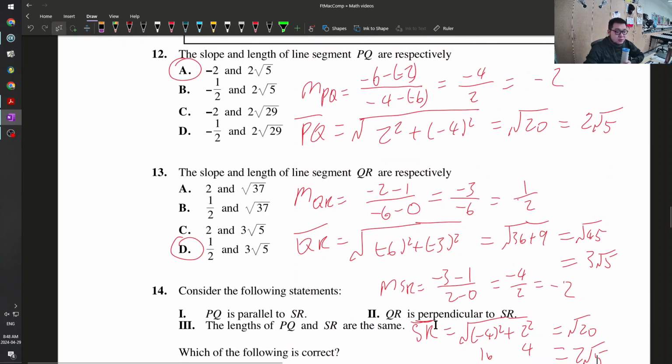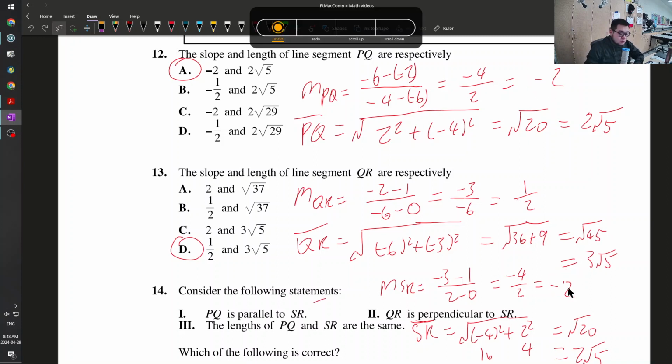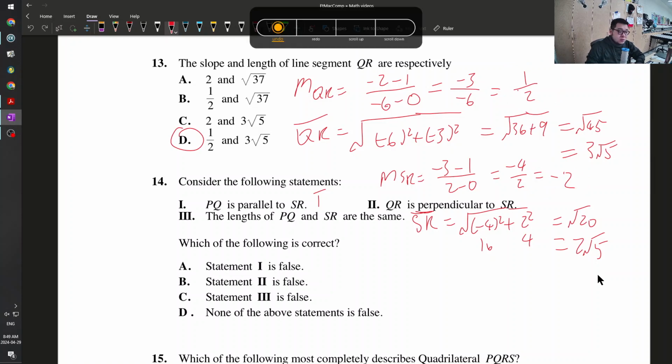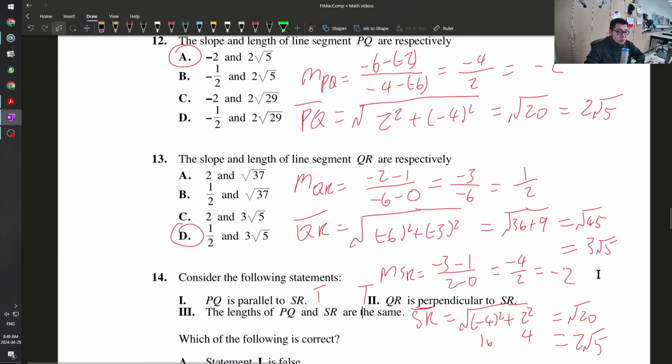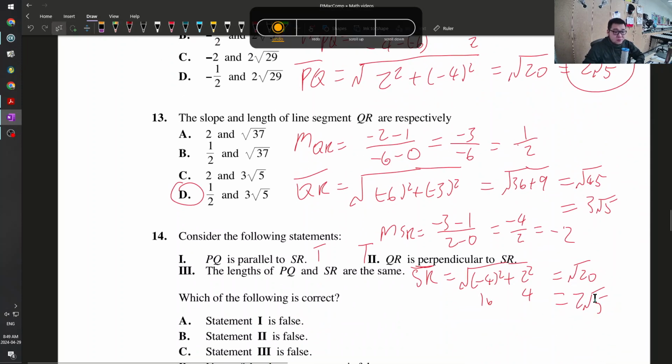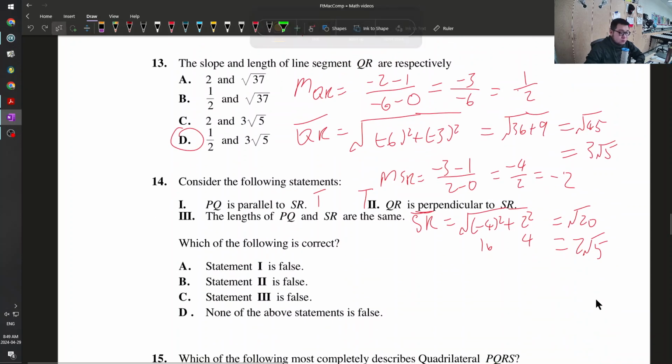Okay, PQ is parallel to SR. Parallel means the same slope, and their slope is both negative 2, which is correct, true. QR is perpendicular to SR, so their slopes must be negative reciprocals of each other. One is 1/2, the other is negative 2, which means it is true. The length of PQ, which is 2√5, and the length of SR, which is also 2√5, are the same, which is also true. So that means none of the statements are false.